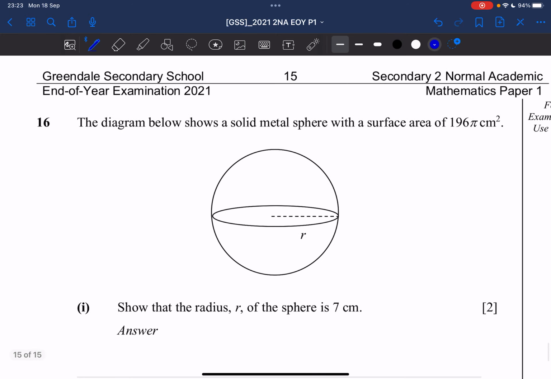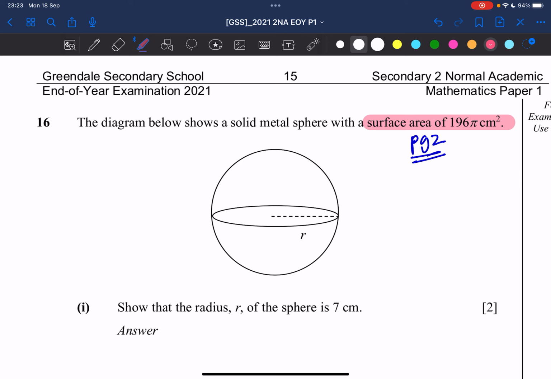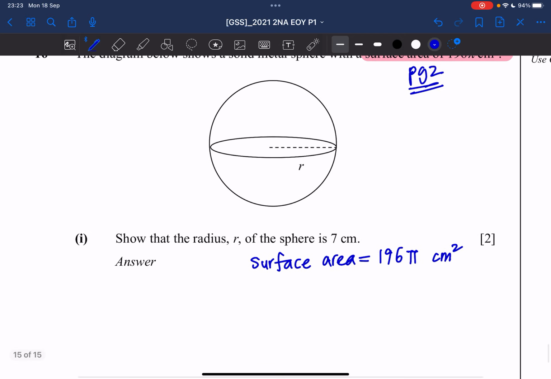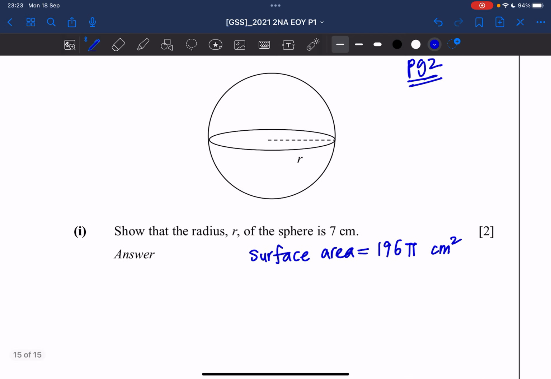This is a sphere. Formula given in page 2. Formula is given. So they give us a very important information. Surface area is 196. Show that the radius of the sphere is 7 centimeter. So we start with surface area equals to 196 pi centimeter square. So the formula for surface area of a sphere is actually 4 pi r square. So that is equals to 196 pi. So we need to find our radius. This is the thing that we need to find. So we keep it first.